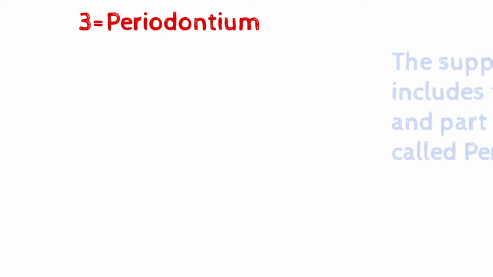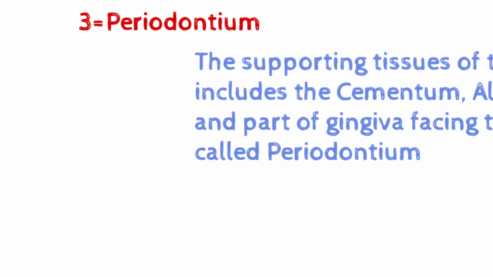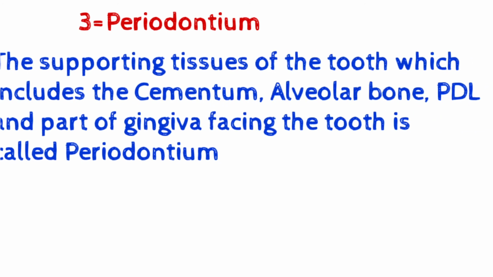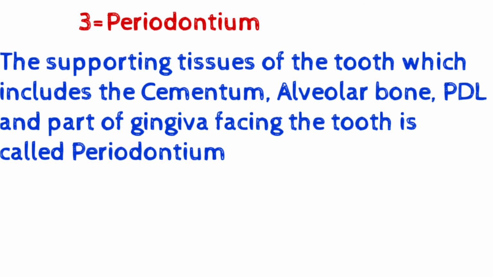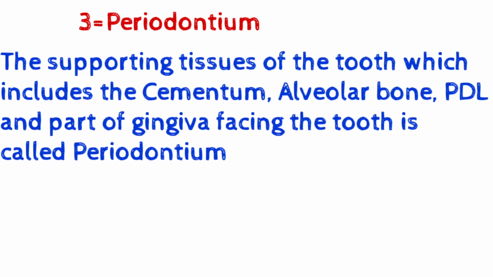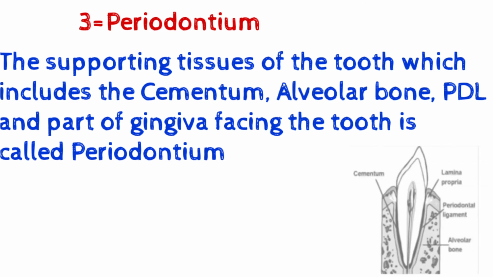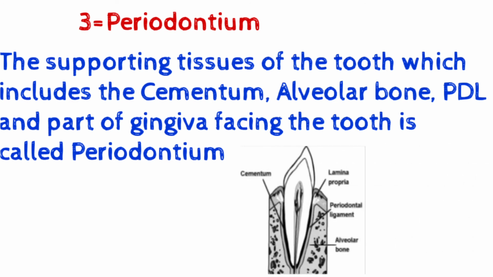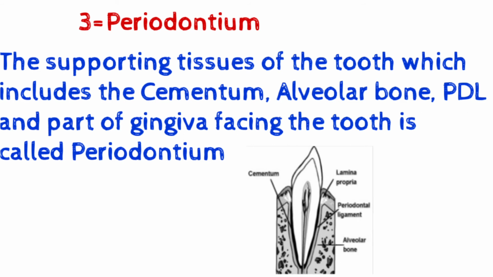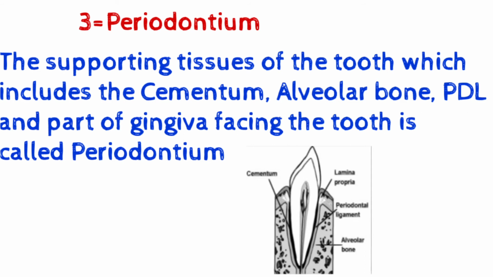Now come to the definition of periodontium. How do we define periodontium? The supporting tissues of the tooth, which include the cementum, alveolar bone, PDL, and part of gingiva facing the tooth, is called periodontium. Now look at this diagram. There is a cementum, PDL, alveolar bone, and the part of gingiva facing the tooth.